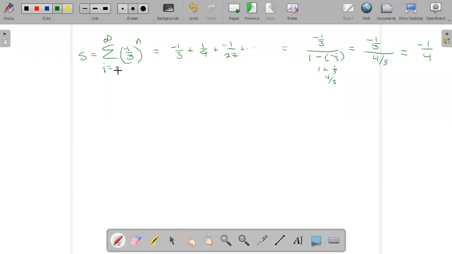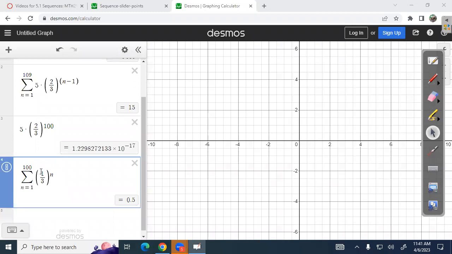Okay, so let's see. I'm starting with 1. So the first term is -1/3, and then we're multiplying by 1/3 repeatedly. Oh, we got the negative here. There we go. 0.25. Okay. Now Desmos said the 100th one is exactly -0.25. Is it really? No, it just ran out of computing power. So that's the best of Desmos' ability.